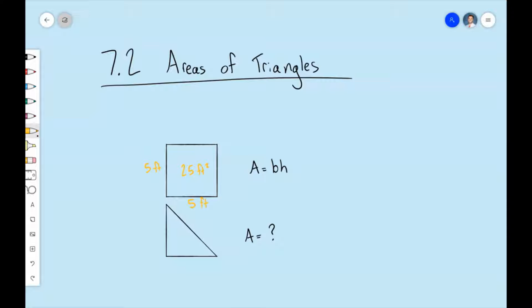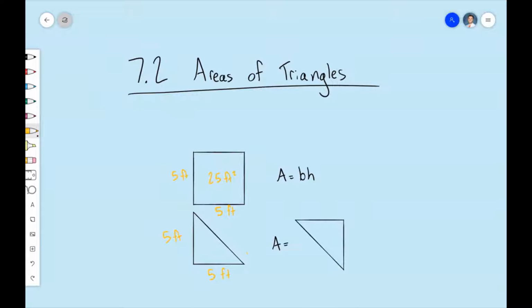Now, if we're looking at this triangle here, this triangle also has a base of 5 and a height of 5. But we can tell that finding the area using the parallelogram formula, area equals base times height, would not work here, because we would find an area of 25 square feet, and we can tell simply looking at this triangle that it does not have the same area as the square. In fact, it's actually half the size of this square.